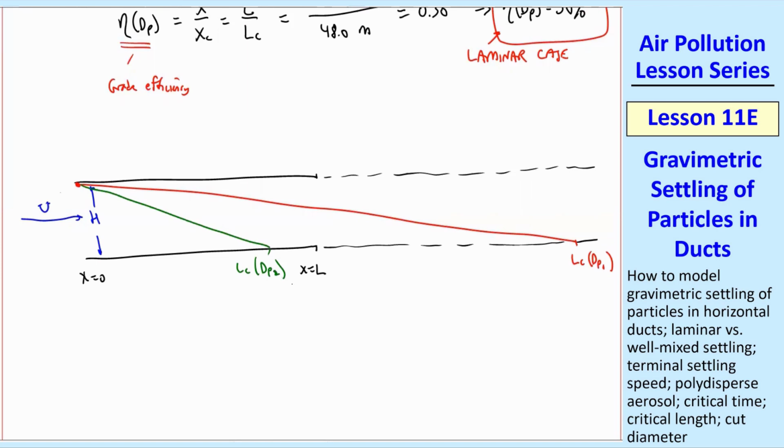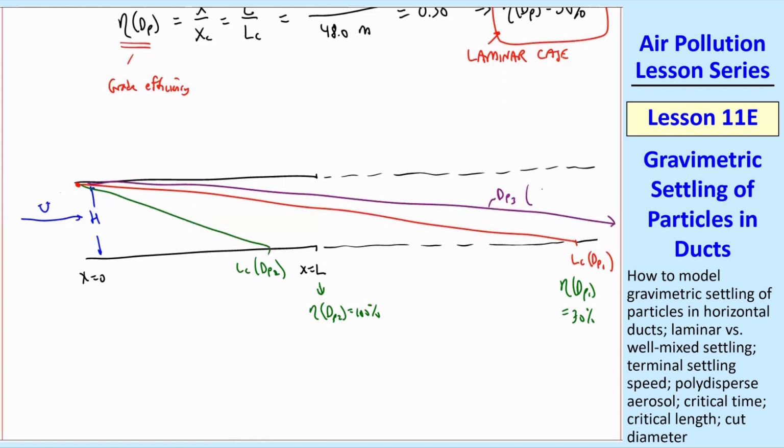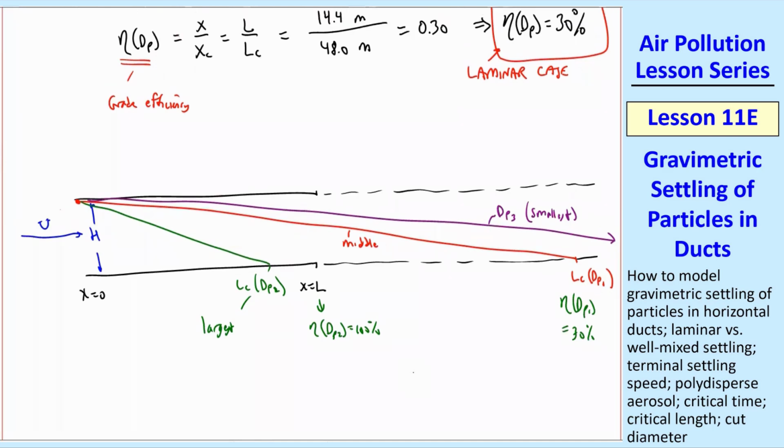The heavier particles would have an efficiency by the end of this duct of 100%, whereas eta of dP1 was 30%. And then obviously, if the particles are smaller or lighter, they would have an LC that's way off the page here. If all these particles are the same density, these would be smallest of the three, this would be the largest of the three, and this would be the middle diameter. So the math is pretty simple here.